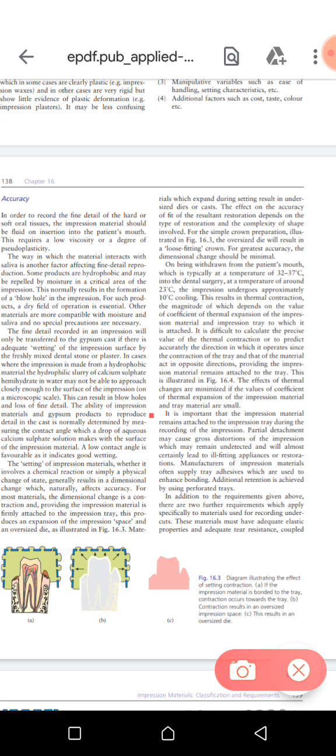Manufacturers of impression materials often supply tray adhesives which are used to enhance bonding. Additional retention is achieved by using perforated trays. Okay, this is the important part. Two more requirements here, like adequate elastic properties and adequate tear resistance. Okay, deterioration, as I have mentioned before.